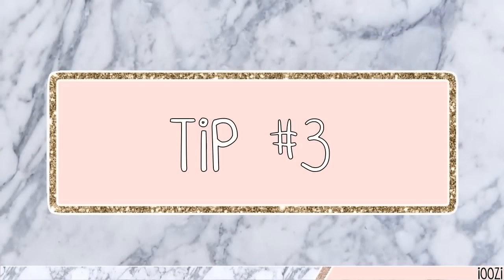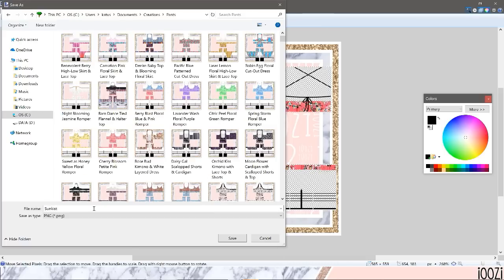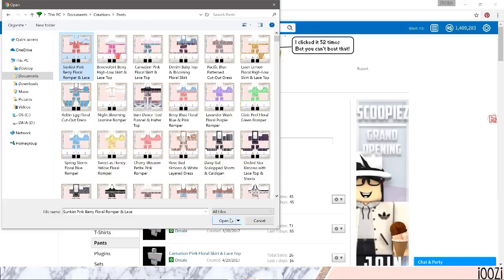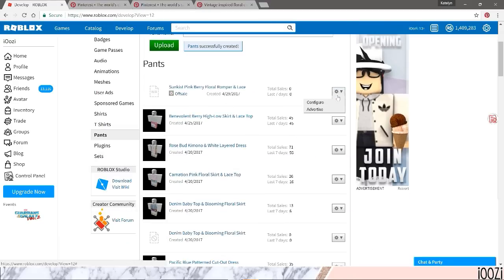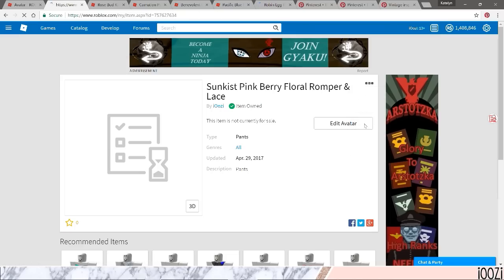My third tip is to give your outfits a creative title. When it comes to makeup or other products similar to that, the companies just don't name it blue eyeshadow or whatnot. Instead, they give it some creative name like freshwater blue or electric sky. So you're going to want to do the same thing with your clothing so that people are interested and it draws their attention.